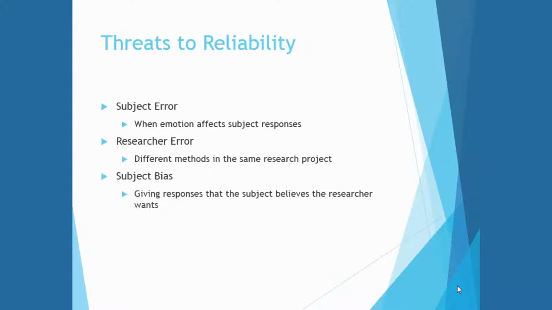Now, there are some threats to reliability. You have subject error, research error, and subject bias. Subject bias is probably the easiest one. That's basically giving responses that the subject believes the researcher wants. Sometimes we get that.